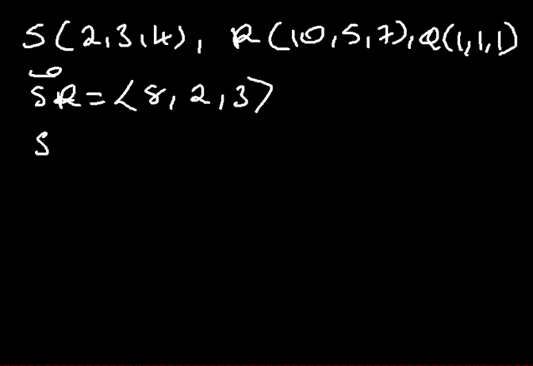And I should have SQ. To have the vector SQ, what is the vector SQ? 1 minus 2, that is given as negative 1. And 1 minus 3, negative 2. And 1 minus 4, that is negative 3. So that is the column vector we have.